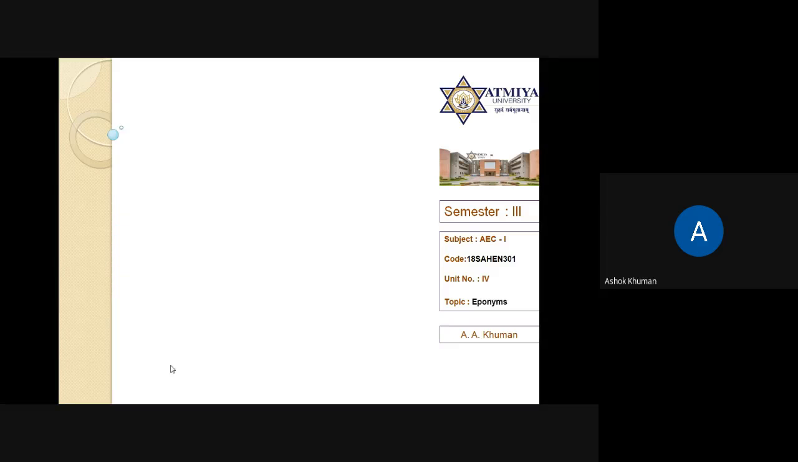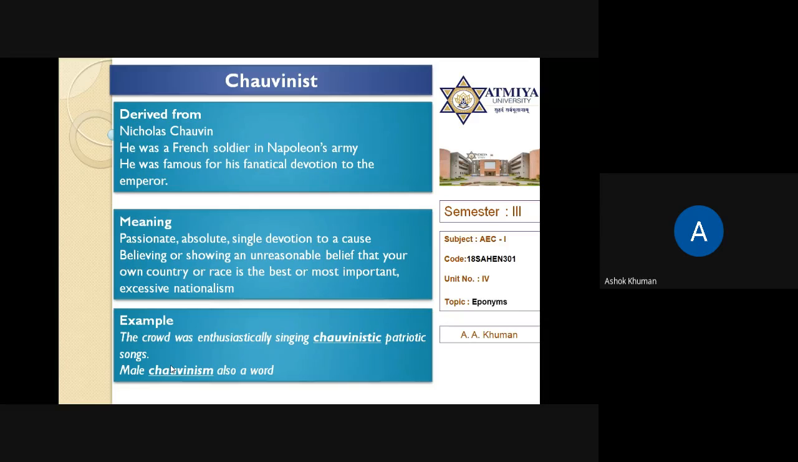Chauvinist, see, you have also another word, it is jingoism. Jingoist means extreme love for the nation. Jingoism is used exclusively for the love for the nation. Chauvinist is used commonly for the general.